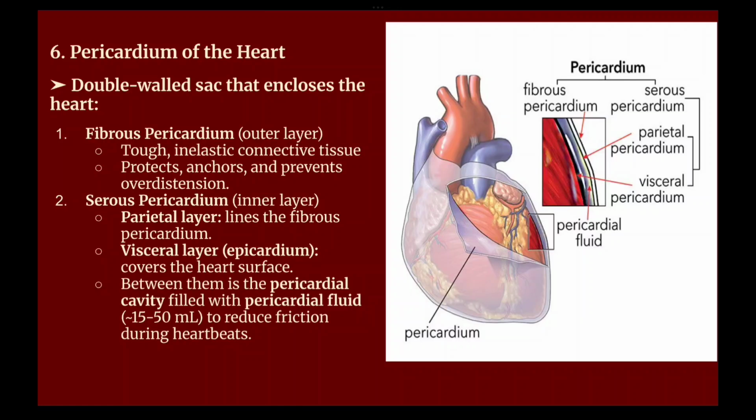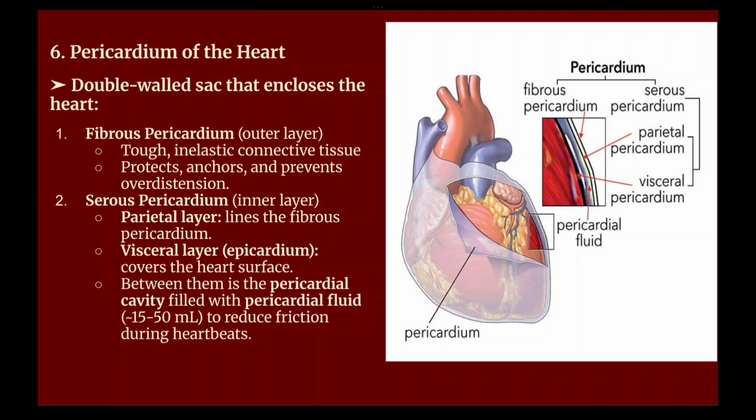The fibrous pericardium acts as the outermost layer of the heart, and it is very tough and inelastic. So it does not allow itself to be stretched out like a rubber band. It is inelastic, meaning it is not going to allow the heart to expand more. Then it also protects and anchors as well as prevents overdistension. So it protects the heart, anchors, that is, it keeps the heart in place, and prevents overdistension, meaning overextension or over-swelling of the heart by the accumulation of blood in the chambers.